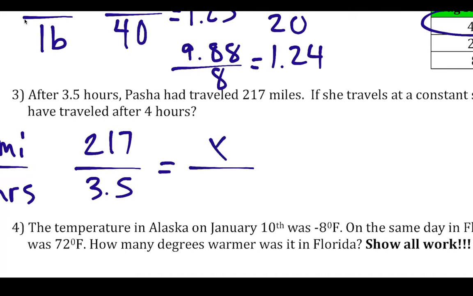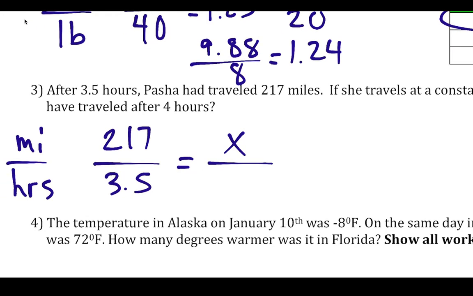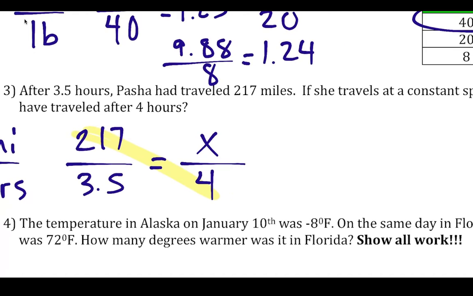So we want to know how many miles. So I did miles compared to hours. Can she go in 4 hours? This is a good opportunity to use cross multiplication. So I did 217 times 4, which is 868.